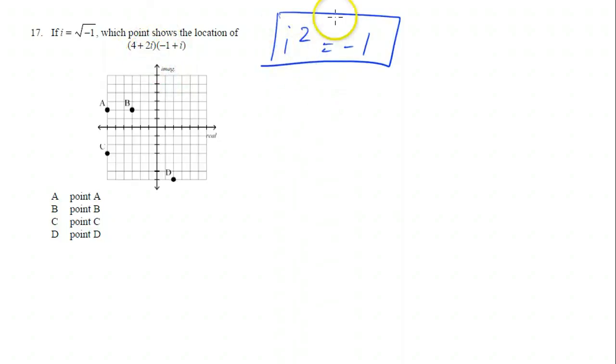And the main thing to remember is this right here, is that i squared is negative 1. Don't say positive 1, it's negative 1. i squared is negative 1. And so foiling this out, well, let's rewrite this first. So I'm going to have 4 plus 2i times negative 1 plus i.